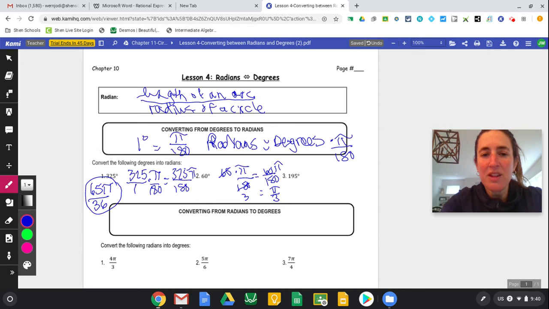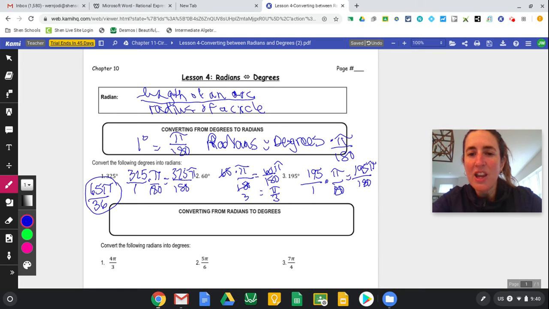Okay, let's do 195 degrees over 1 times pi over 180. You could look for the LCM, or you can go 195 pi over 180, and then take your calculator, go 195 divided by 180, hit the math fraction button, and it's 13 pi over 12.